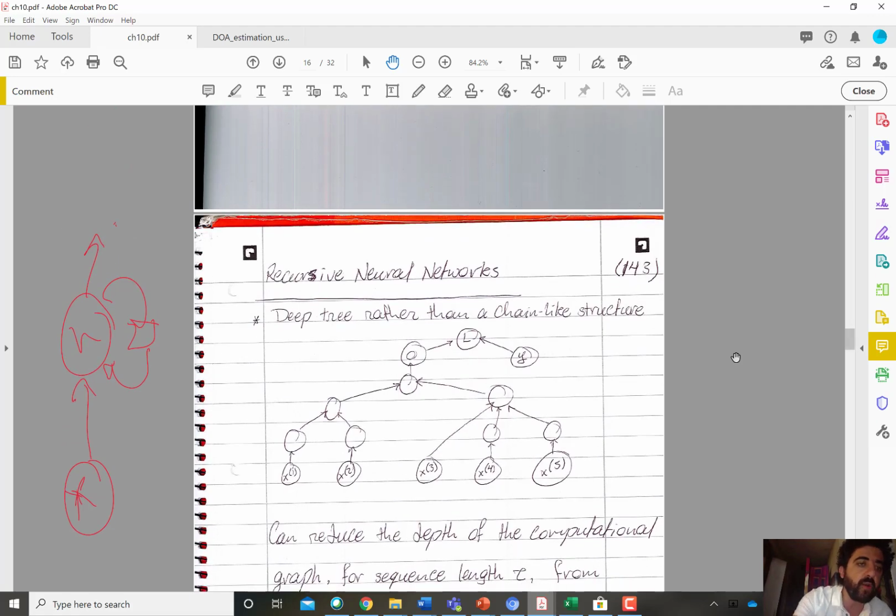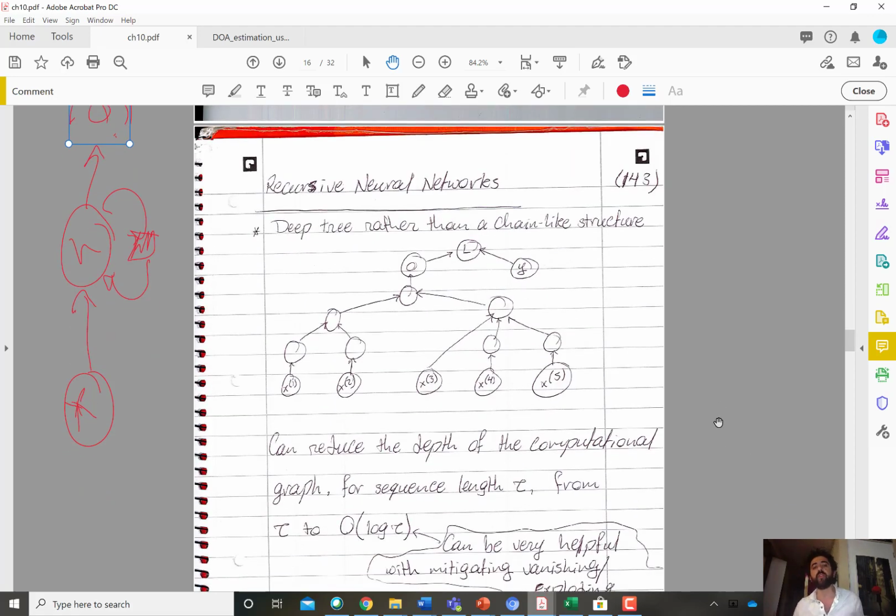So if I unfold the computational graph corresponding to that network right here, then I will get a chain in time. What recursive networks do is that, basically, the alternative is, instead of a chain in time, you can have an arbitrary structure in time. Here x of 1 corresponds to x at the first time step, x of 2 the second time step, 3 the third time step, and so on, right?